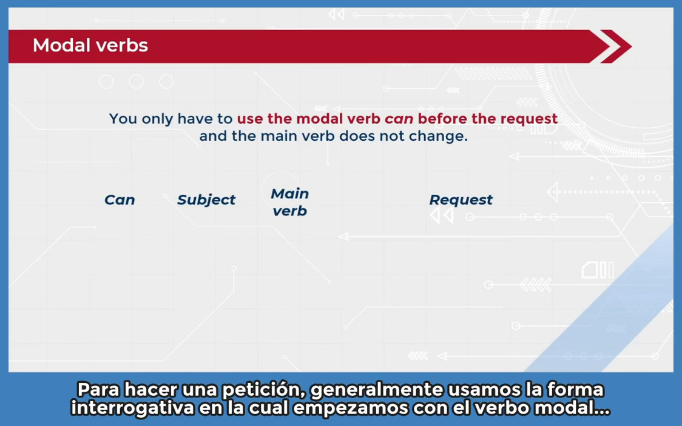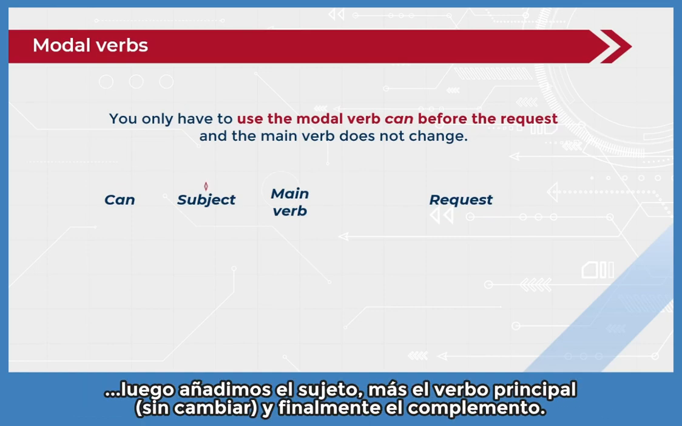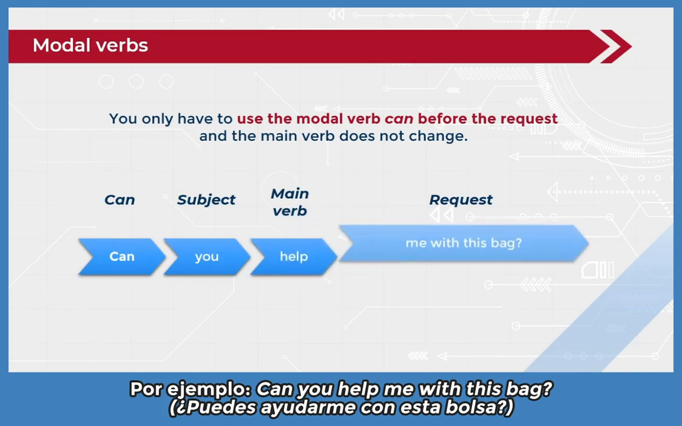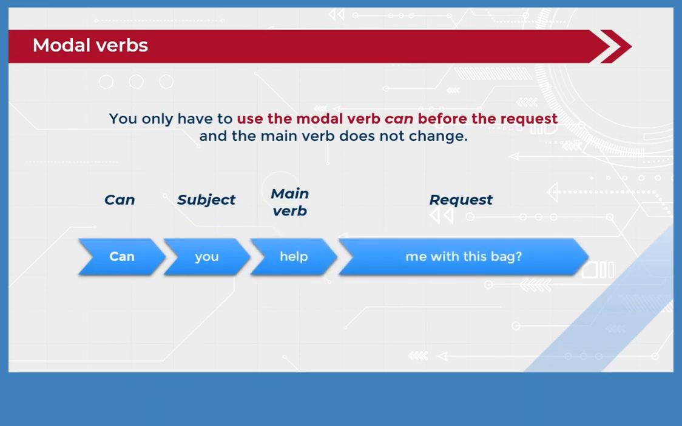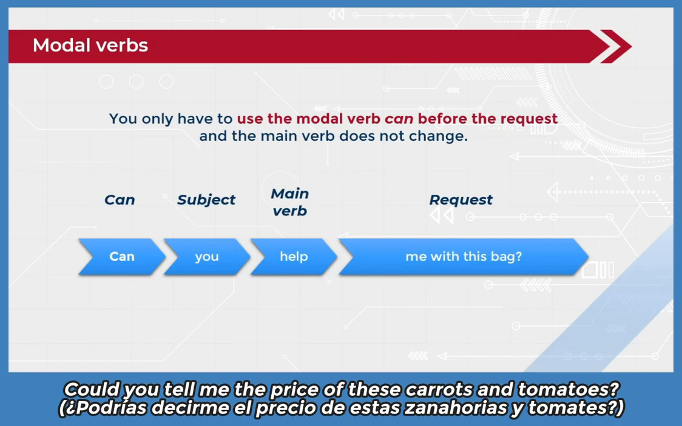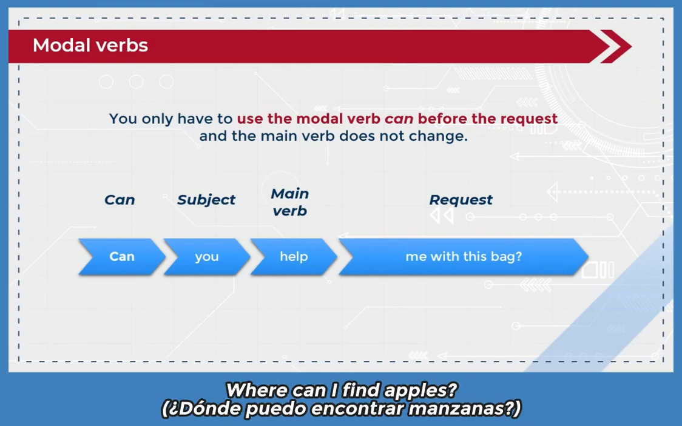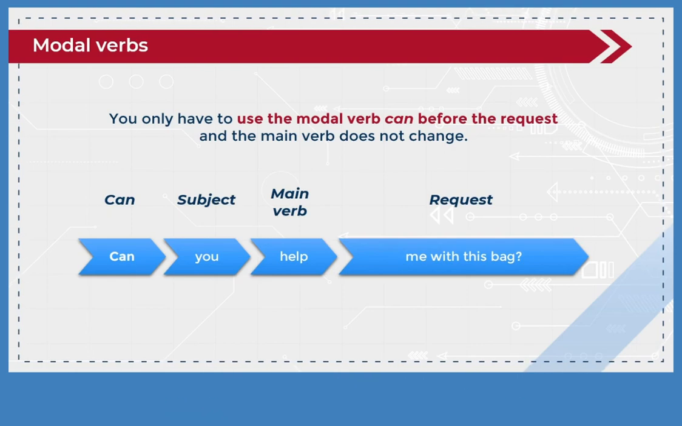In order to request, we generally use the interrogative form in which we start with the modal verb. Then we add the subject plus the main verb without change, and finally the complement. For example, can you help me with this bag? Could you tell me the price of these carrots and tomatoes? We can also use WH question words to make requests. Where can I find apples?